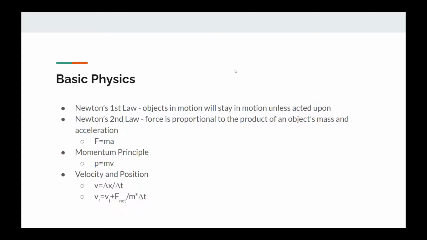And then velocity and position. So velocity equals the change in position over the change in time, as well as the final velocity is equal to the initial velocity plus the net force divided by the mass times the change in time.